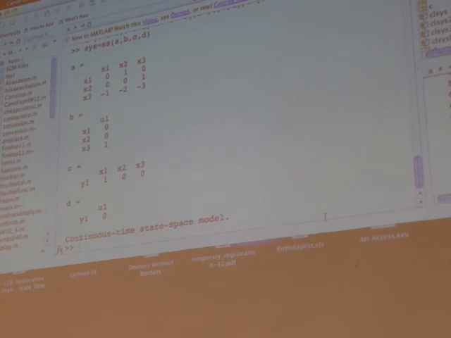Nice simple system. In fact, you can tell me what about the system as we see it. It's in controller form, all right? Canonical controller form. Stable? You got it right from looking at it? Probably is. Yeah. Okay.